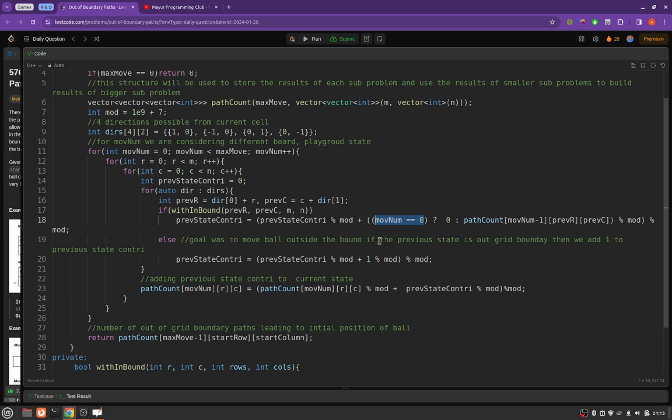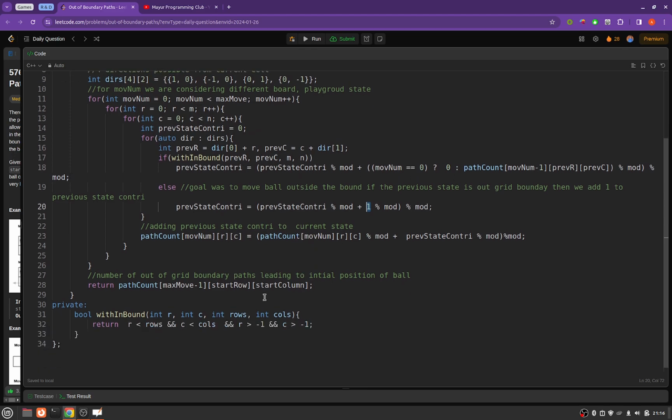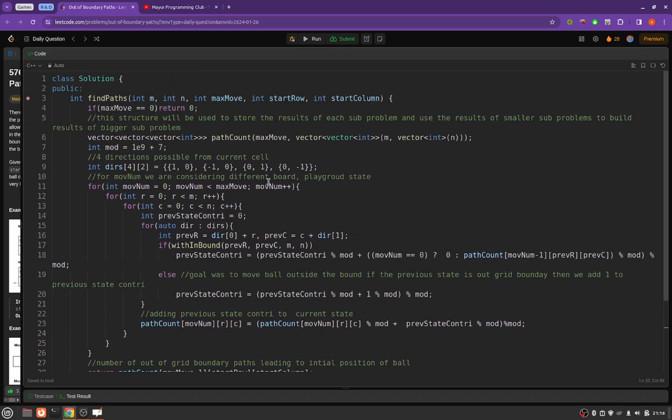If let's say you are on the very first move, then there is no previous move. In that case, previous moves will contribute nothing towards your move if it is within the boundary, and if your previous state is not within the boundary, then it will be contributing 1. Okay, so that is this thing, and this is just a function to check whether you are within the boundaries of the grid or not. Okay, and this is how we will be solving this particular problem.